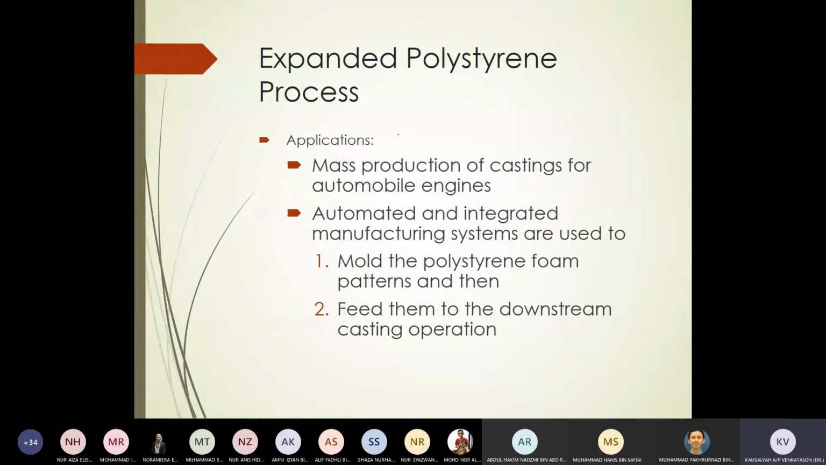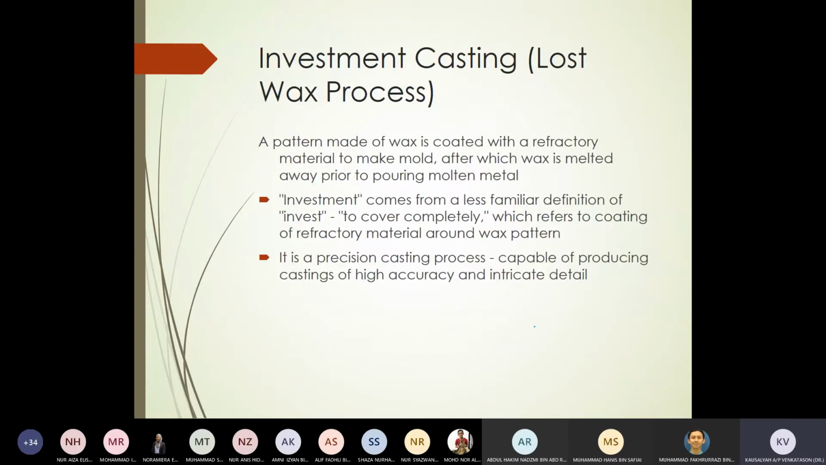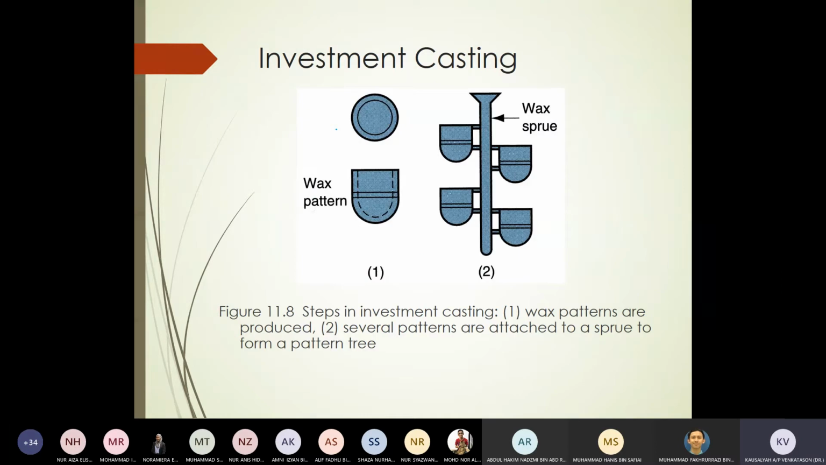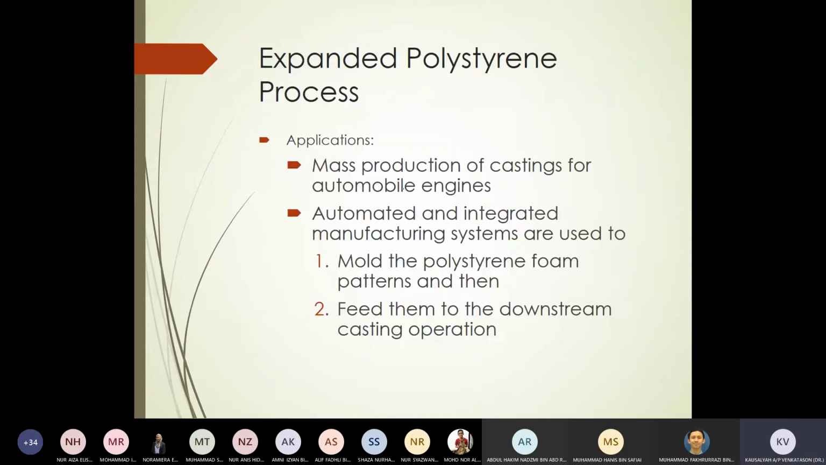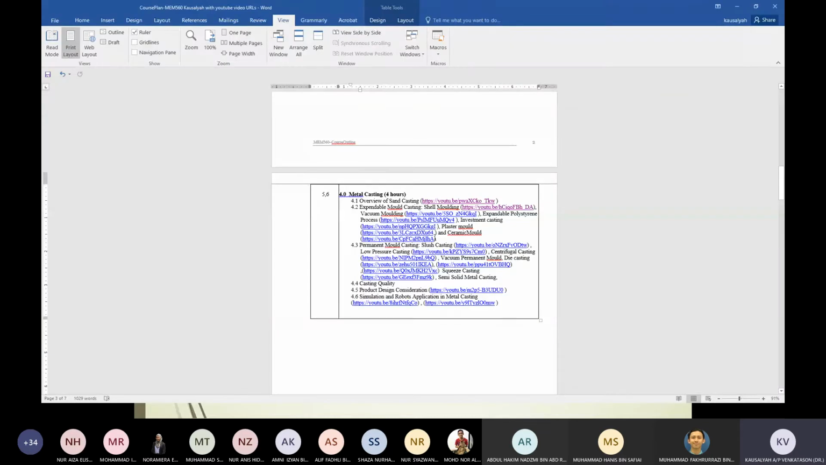The process itself, the applications: mass production of castings of automobile engines. Automated and integrated manufacturing systems are used to mold the polystyrene foam patterns, then feed them to the downstream casting operation. The next one is investment casting. So I will give you the video of expandable mold.